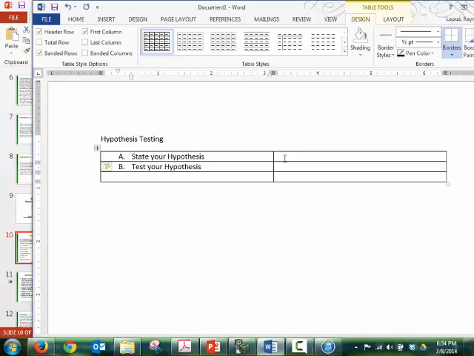The second major step is to test your hypothesis. And then the last step is to make your conclusion about your hypothesis.